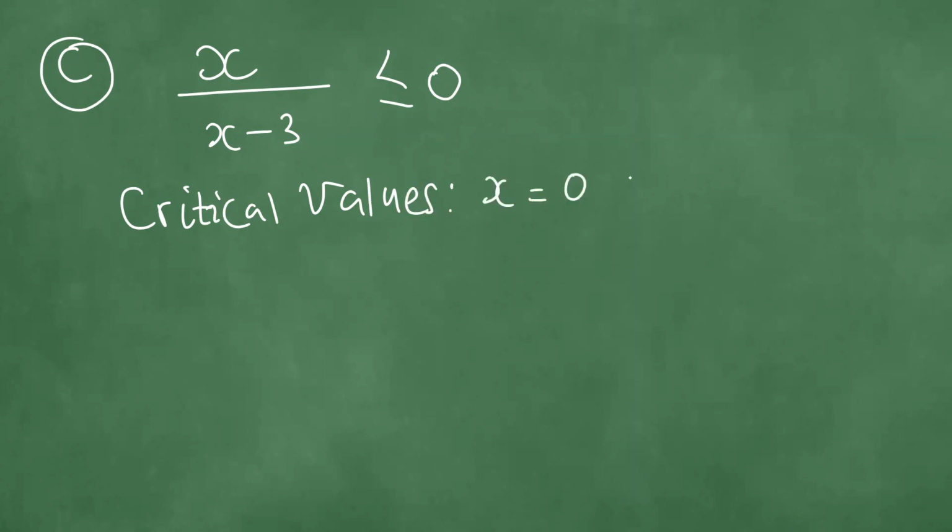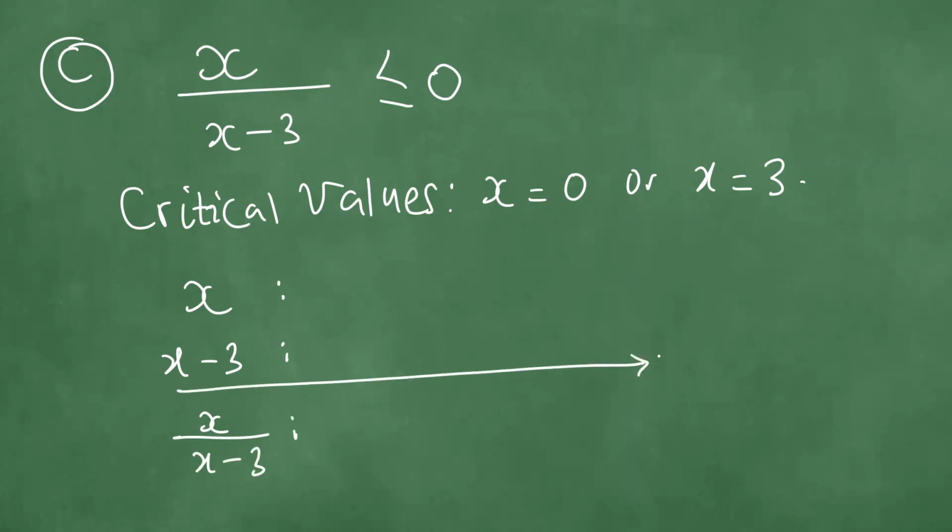X is 0. X is 3. Okay. So with these critical values, we can put them like so. You can put these expressions here, and then here you put the rational expression. Here you put a 0 and then you put a 3, like so.